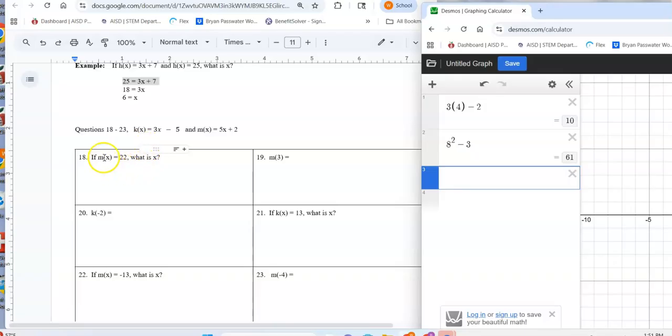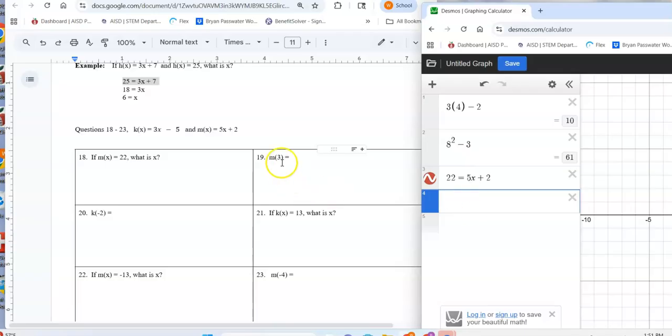So, for example, we have k of x, 3x minus 5. We have m of x is 5x plus 2. If m of x is 22, what is x? So that means 22 equals 5x plus 2, and you would solve for x. That's what number 18 is. Sorry, I got to kind of go fast. These videos can only be 15 minutes.